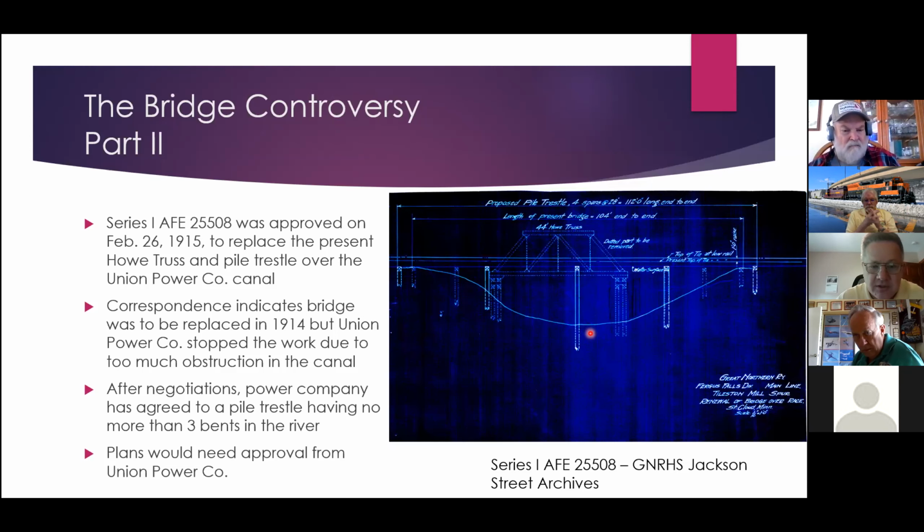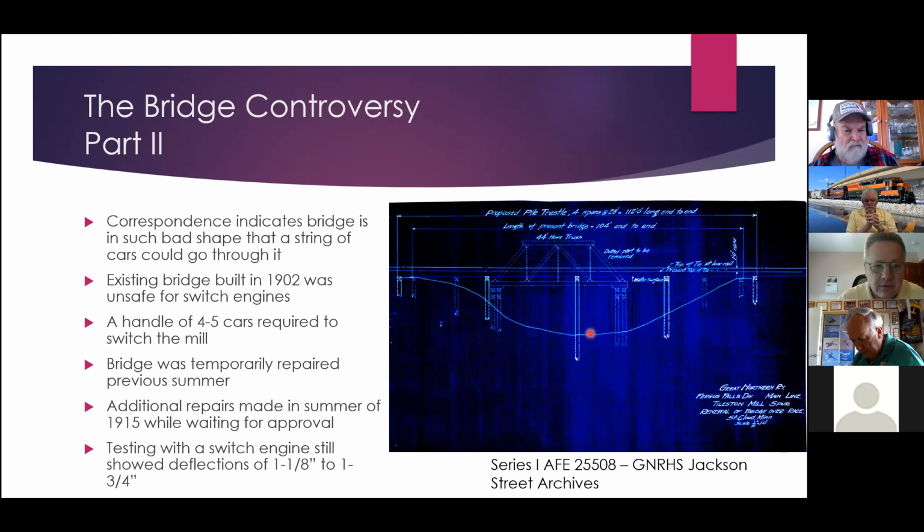But the bridge was so unsafe that the railroad couldn't actually run an engine across it. They were worried that a string of cars could fall right through it, and it was unsafe for switch engines. So they had to have a handle of 4 or 5 cars at a minimum to switch the mill, because they couldn't run an engine over it. Even though they made some temporary repairs the previous year, they showed that the bridge was deflecting 1 1/8 to 1 3/4 inches every time a small switch engine went over it. So at that point, they couldn't run equipment over it.